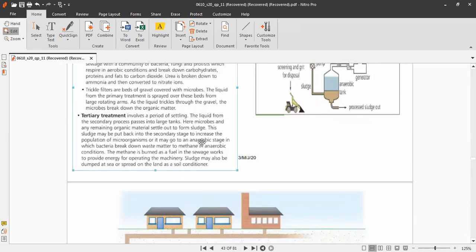Bacteria. Tertiary treatment, the anaerobic stage, in which bacteria break down waste matter to methane in anaerobic conditions, as a fuel.